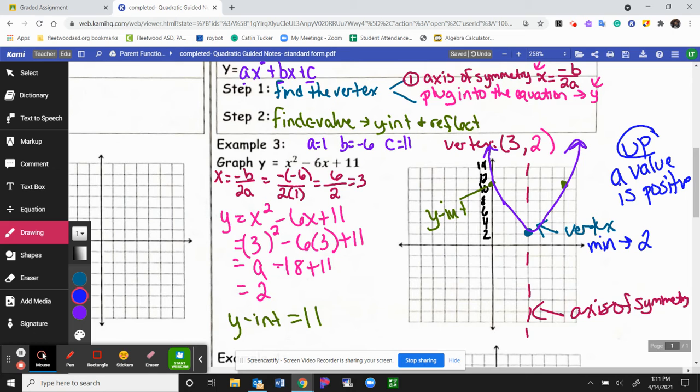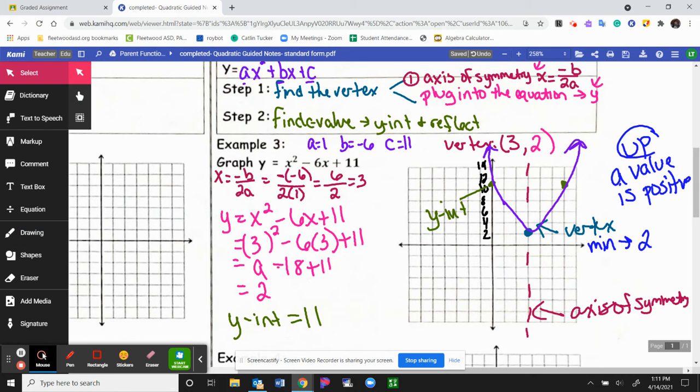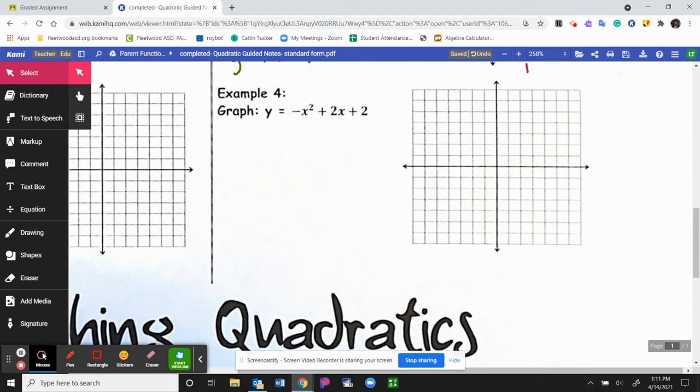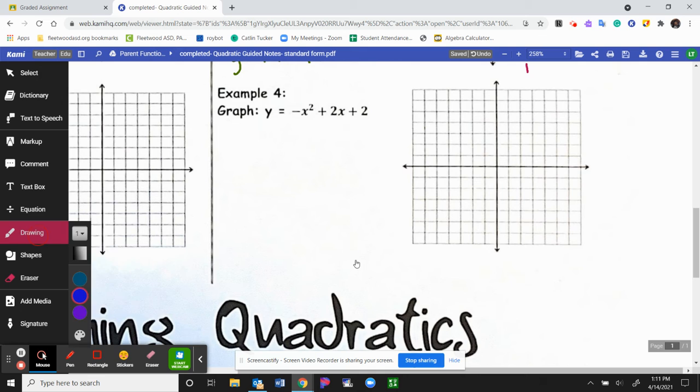All right, guys, let's try another one. Move on down here. Again, we want to start by identifying what our A, B, and C are. So our A value here is going to be -1, our B is 2, and our C is 2.